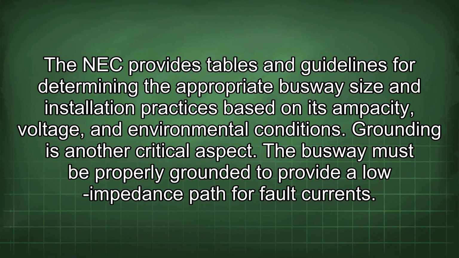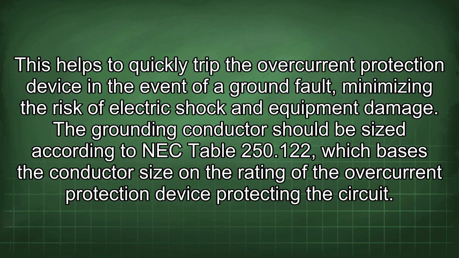The busway must be properly grounded to provide a low impedance path for fault currents. This helps to quickly trip the overcurrent protection device in the event of a ground fault, minimizing the risk of electric shock and equipment damage. The grounding conductor should be sized according to NEC Table 250.122, which bases the conductor size on the rating of the overcurrent protection device protecting the circuit.